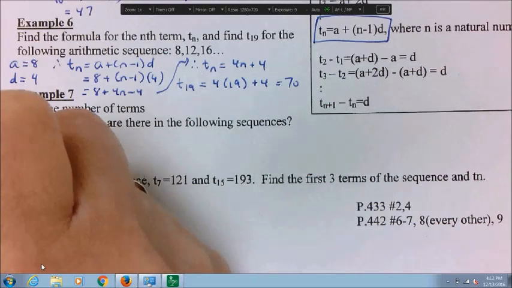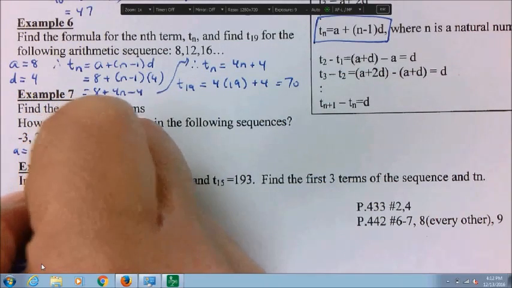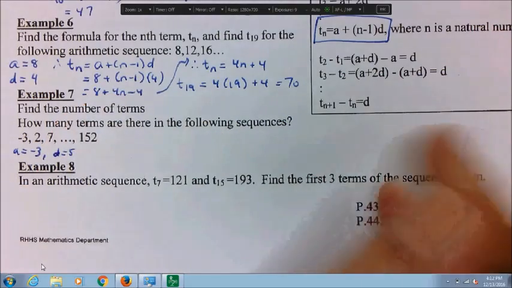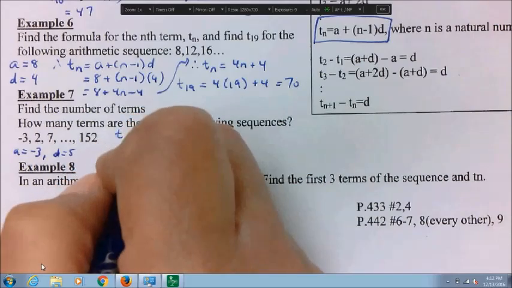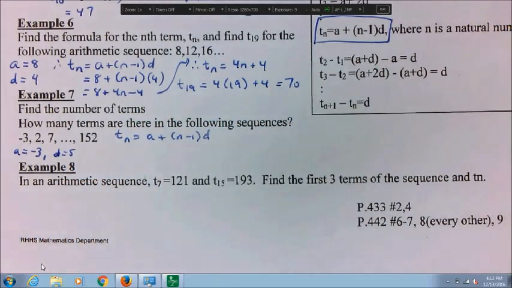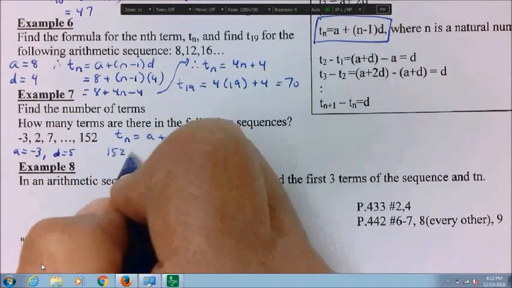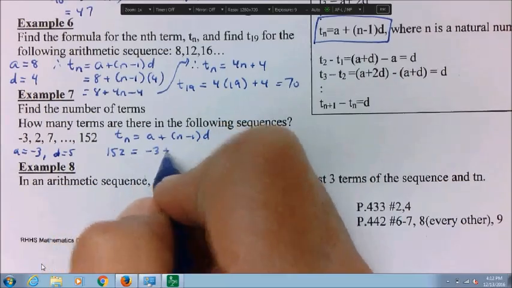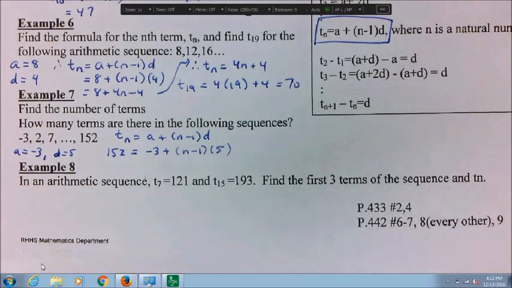So what we do is we're still going to write out that a is equal to -3, the d is equal to 5, and we're still going to write the formula Tn equals a plus (n minus 1)d, only now it's the n that we don't know, and it's the Tn that we do know. So 152 equals -3 plus (n minus 1) times 5. And now we solve this equation for n. So please pause the video while you go ahead and solve this equation for n.